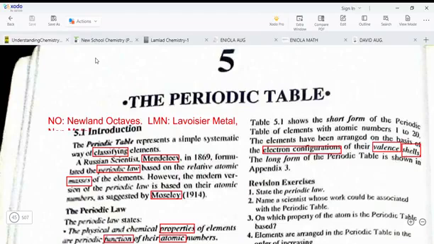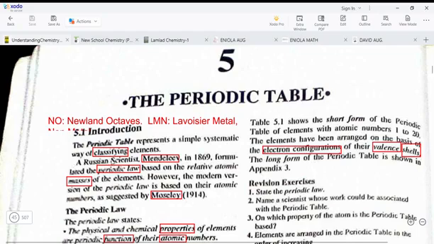In this lesson we'll be looking at the topic, the periodic table. To start with, what is the periodic table? This is a table that shows us the classification of elements, or you could say the arrangement of elements, based on groups, that's vertical, and periods, that's horizontal.